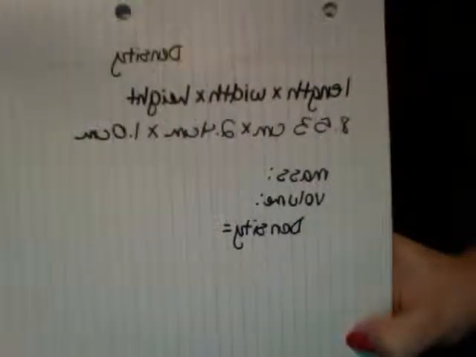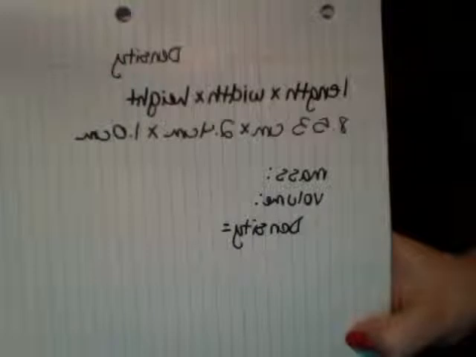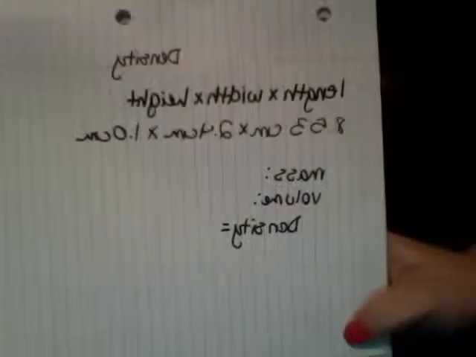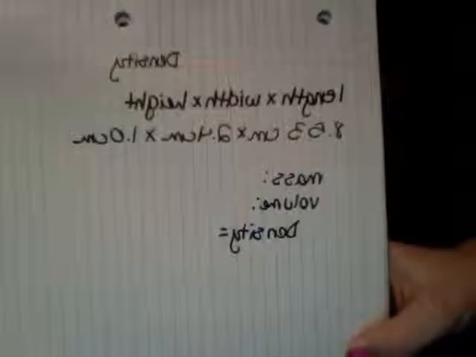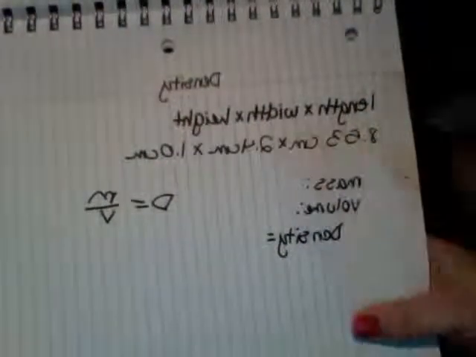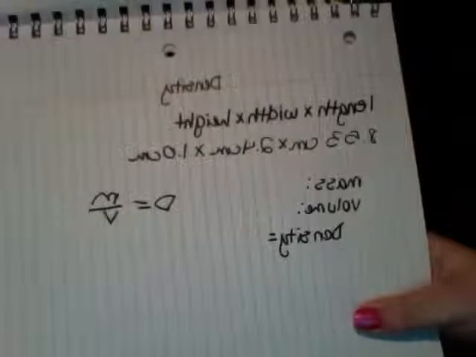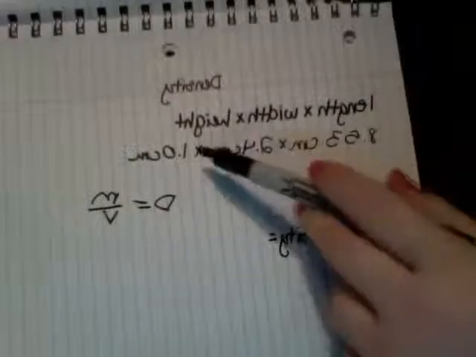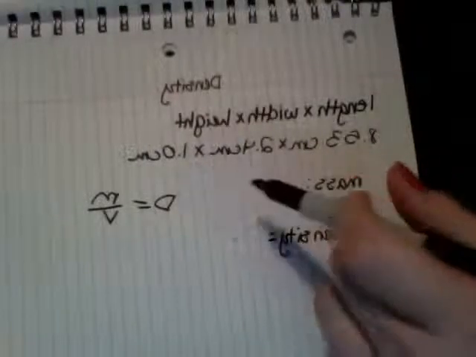That's okay. Okay, so in the problem, it gives me the length, the width, the height, and the mass. Okay, so the density formula is D equals mass divided by volume. And volume is length times width times height. Okay, so our volume is 8.53 centimeters times 2.4 centimeters times 1 centimeter.